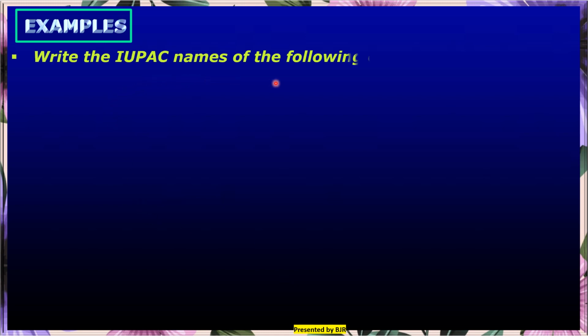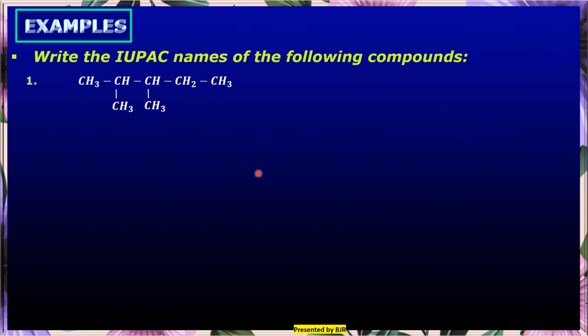Now let us do some examples here. Write the IUPAC names of the following compounds. Here is one alkane. Okay, so we have to give the IUPAC name for this alkane according to the rules we have discussed so far. So here is a solution. This one is a given alkane, and first we have to select the parent chain. This one is the longest chain of carbon atoms.